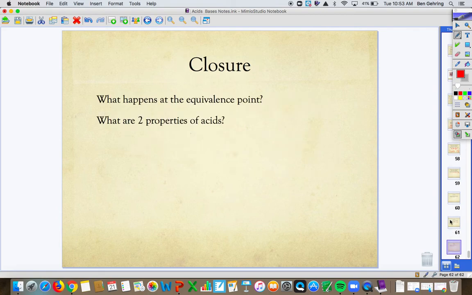To close this things up, I would like to know what happens when your titration reaches the equivalence point. And I would like you to also be able to tell me 2 properties of acids.